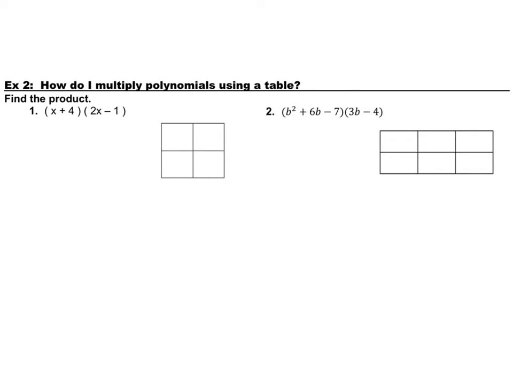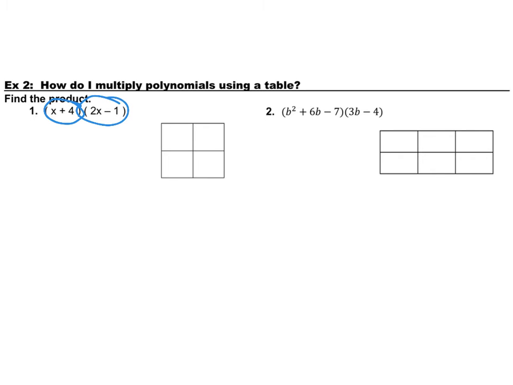So example 2, how do I multiply polynomials using a table? Notice that you have two expressions that have more than one term, so we're going to be multiplying the x to the fourth times the 2x minus 1. So we're going to look at a couple of different ways that we can solve problems like this. One of the ways is by using a table. Some of you might want to make a table all the time, and some of you may never make a table.